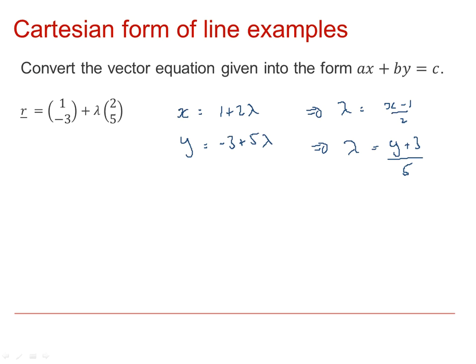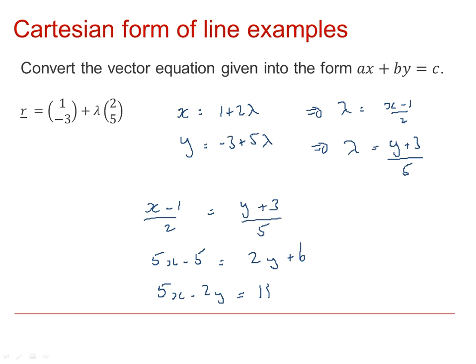Well, those two expressions both being equal to lambda means that our Cartesian equation is then x minus 1 over 2 is equal to y plus 3 over 5. And if we rearrange that by multiplying by 10, that gives us 5x minus 5 on the left hand side and 2y plus 6 on the right hand side. Well, writing it in the form we've been asked to give, that's 5x minus 2y is equal to 11.